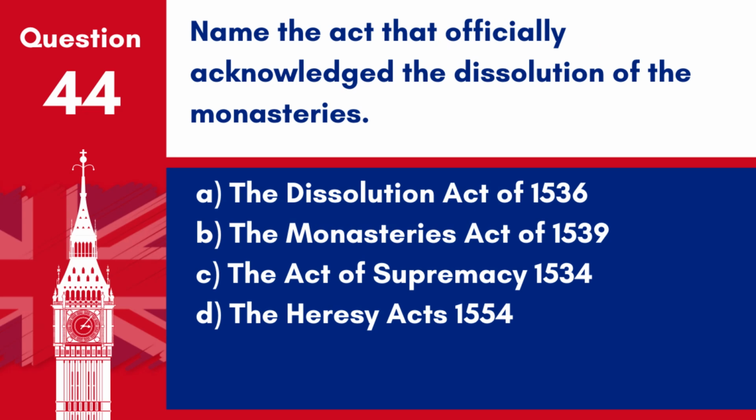Question 44. Name the act that officially acknowledged the dissolution of the monasteries. A. The Dissolution Act of 1536. B. The Monasteries Act of 1539. C. The Act of Supremacy 1534. D. The Heresy Acts 1554. Answer: A. The Dissolution Act of 1536. The Dissolution Act of 1536, formerly the Act for the Dissolution of the Lesser Monasteries, was the legislation that enabled Henry VIII to dissolve monasteries in England, Wales, and Ireland.